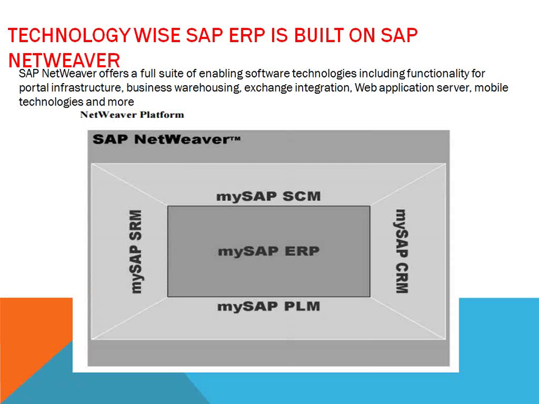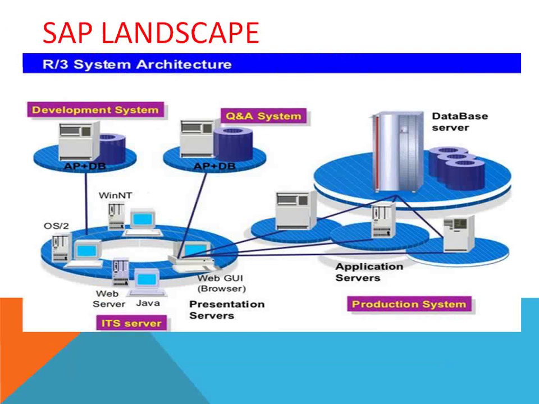My SAP ERP is ECC, right? ECC, ERP. With the passage of time, they developed in different ways. So this is a landscape of SAP ERP. In this landscape, you can see the SAP system architecture. We have a development system, a QA system, and a production system. In these IT servers, you can see the development servers.